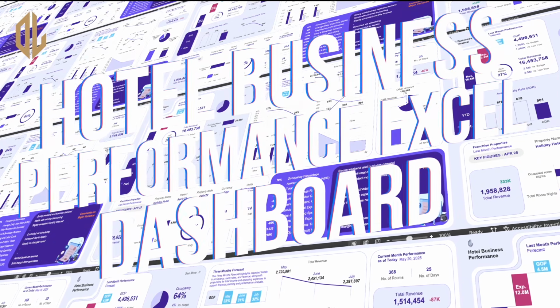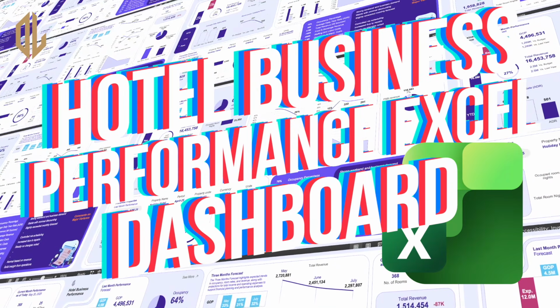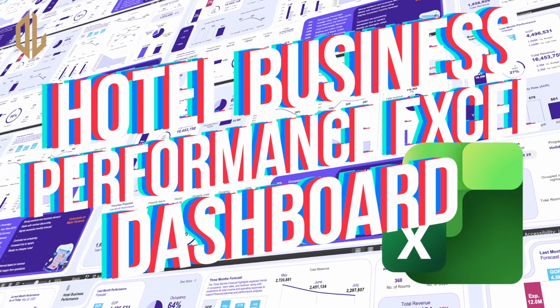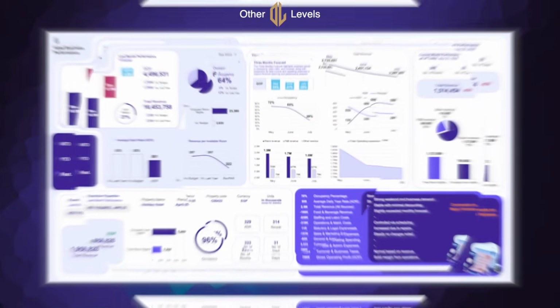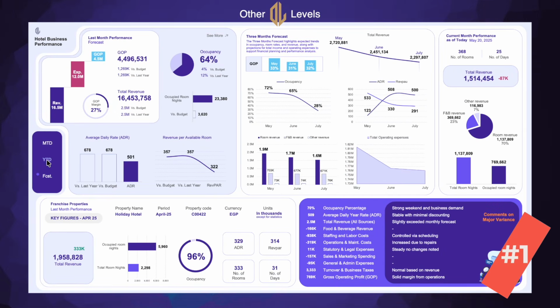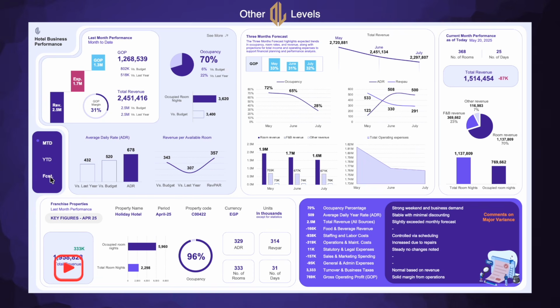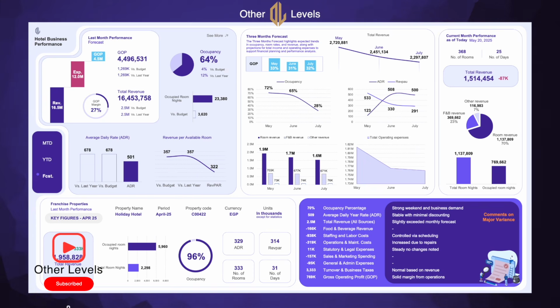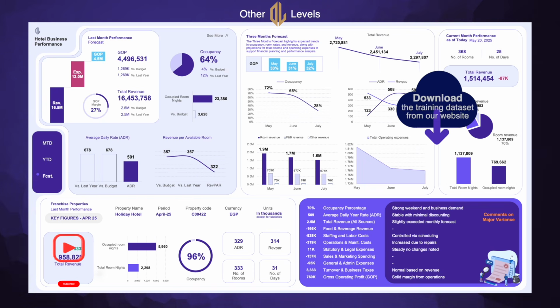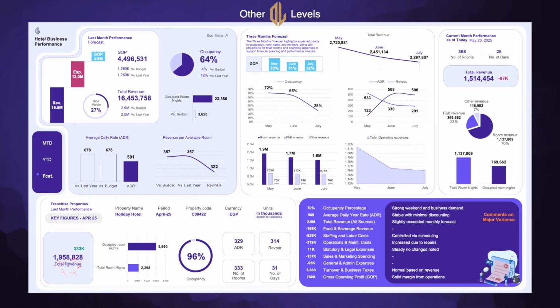Today we're building a hotel business performance Excel dashboard that turns hotel data into clear, executive insights. We'll start with the dashboard layout and the first performance section, focusing on last month results like gross profit, revenue, and operating expenses.